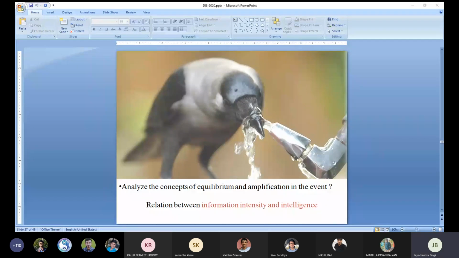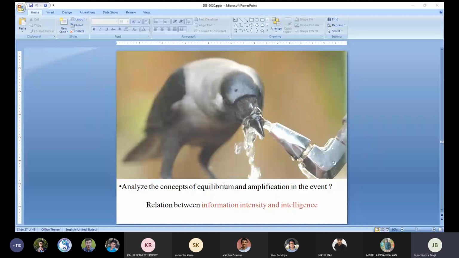I hope nobody will consider that the crow is getting a bath there. What is the goal there? Anybody? To drink the water from the tap. The goal is to drink the water, not getting a bath. Good. So analyze the concept of equilibrium and amplification in this event. What is your system? Crow. What is the environment? You can define.